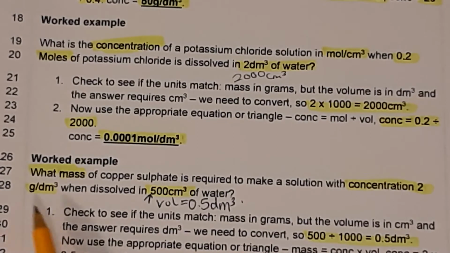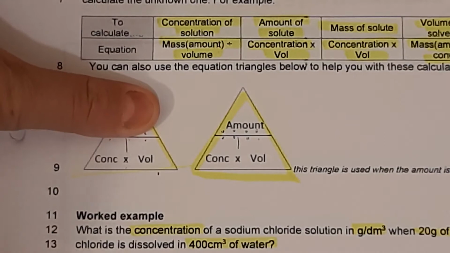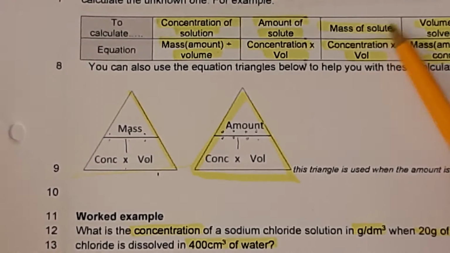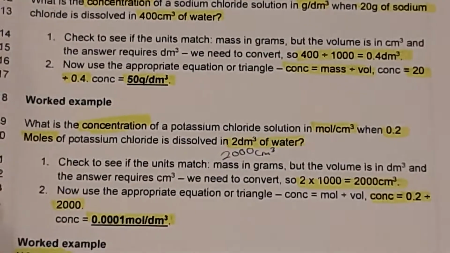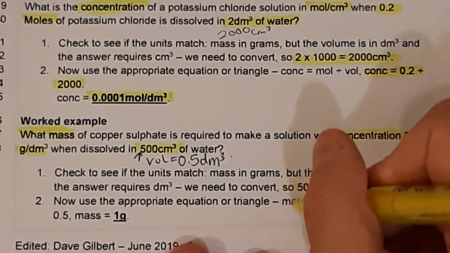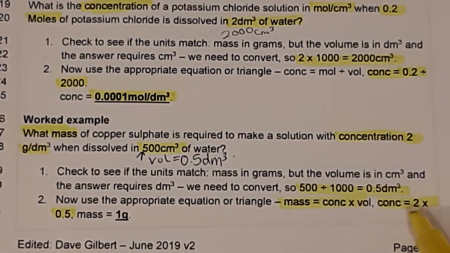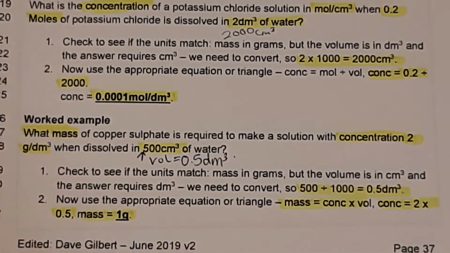So now we can work out the amount in mass, because we know our concentration in decameters cubed. This time we're calculating mass. So let's cover up the mass on our equation triangle, and we're left with concentration multiplied by volume. It's also in this, so the mass of the solute you need is concentration multiplied by volume. So we can put that into our equation. Mass is concentration multiplied by volume, so 2 times 0.5, which gives us a mass of 1 gram. So that is how we do those.